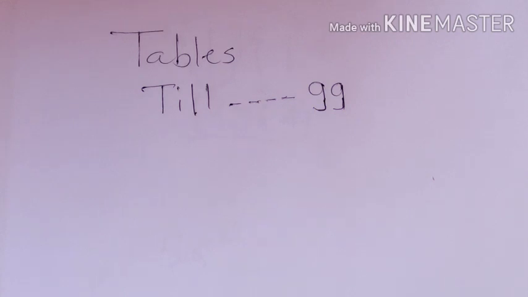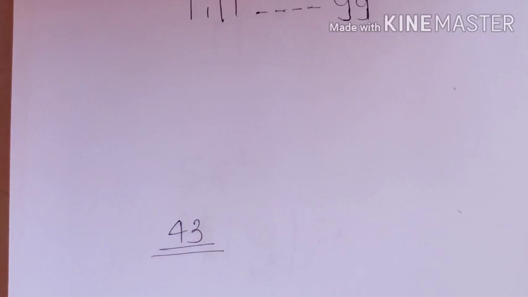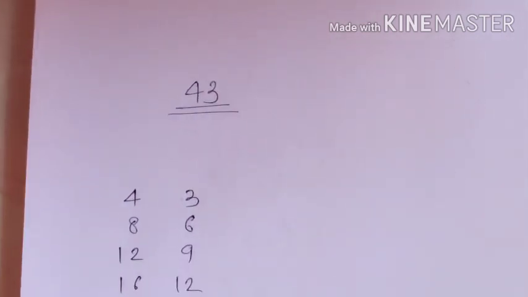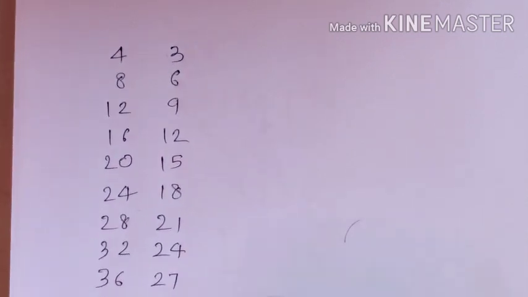Okay, so we'll start preparing the table. First we are going to prepare the table of 43. To prepare a table of 43, you should know the table of 4 and you should know the table of 3, and once you know these two tables, your 43 table is also ready. So I have already written tables for you.